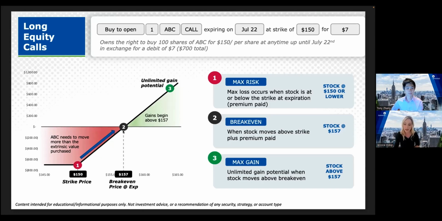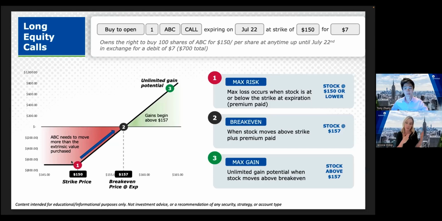But what you'll notice is you have to have the underlying move more than the premium that you paid, at least at expiration. And that's what this is reflective of, is at expiration. You need ABC to move more than the extrinsic value that you purchased for the security. That's a very important component for long options that you definitely need to take into account.